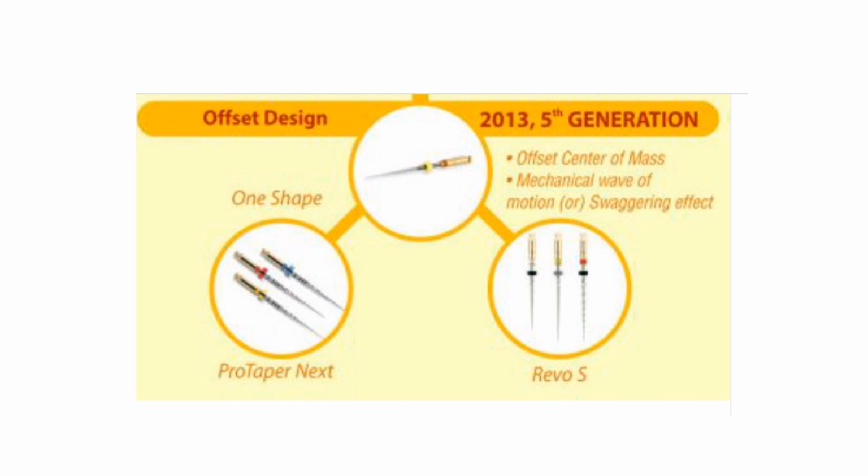In 2013, fifth generation files came with an offset design feature. That means the center of mass of these files was not along the axis of rotation; it was off the axis. That means at one point of time, not all the parts of the file were touching the dentinal walls. So there was less contact and a lower degree of taper lock. So these files had fewer chances of instrument separation within the canal.